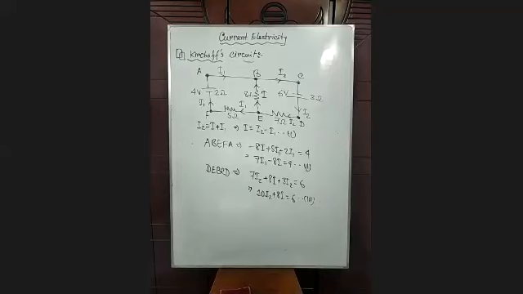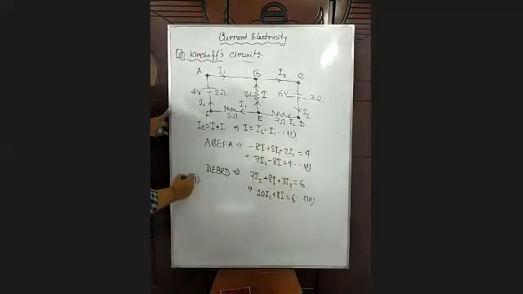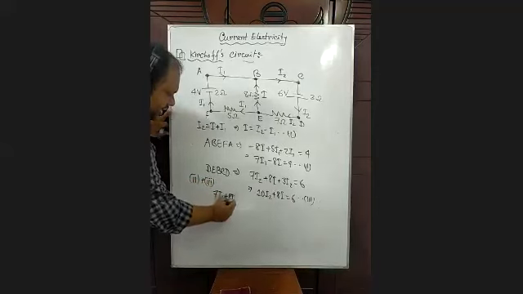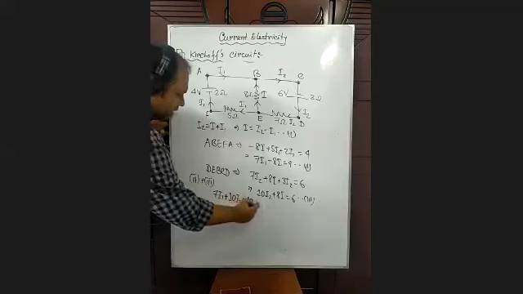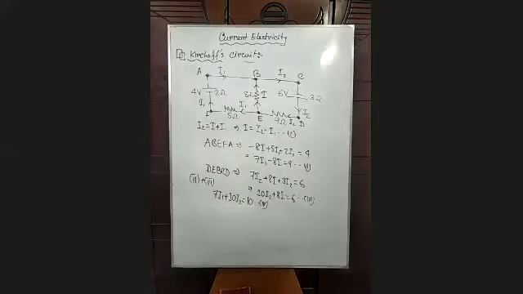Just add equation 2 and equation 3, and you can make equation number 4. If you add 2 and 3, you get 7I1 plus 10I2 is equal to 10. So this is equation number 4.